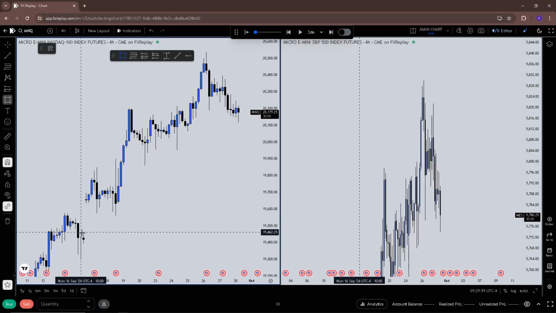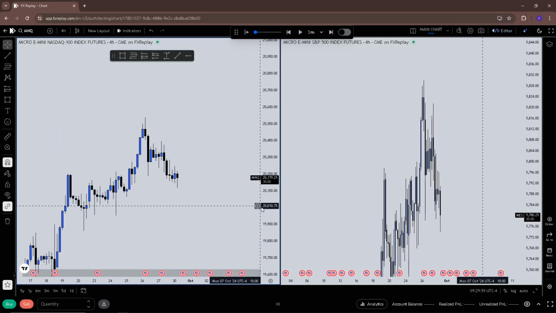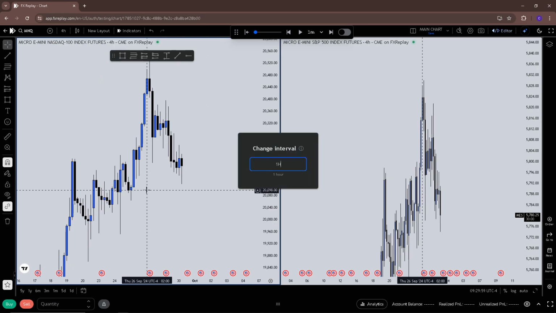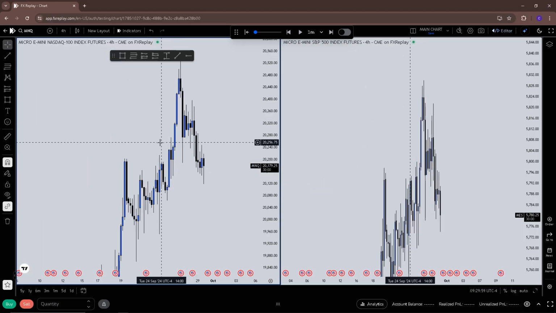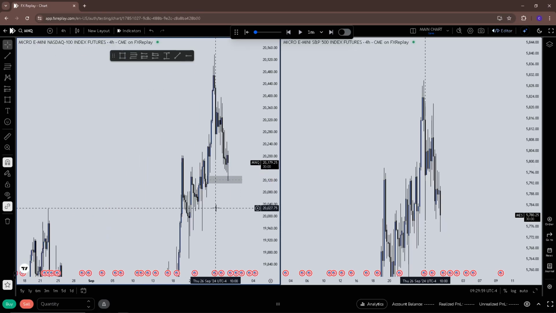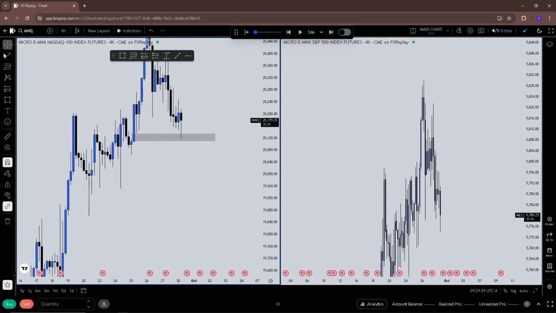Still have this new week opening gap below. Delivering out of this 4-hour. Also inside of a 4-hour right now. Could look for longs out of this 4-hour. That could be my conditions.